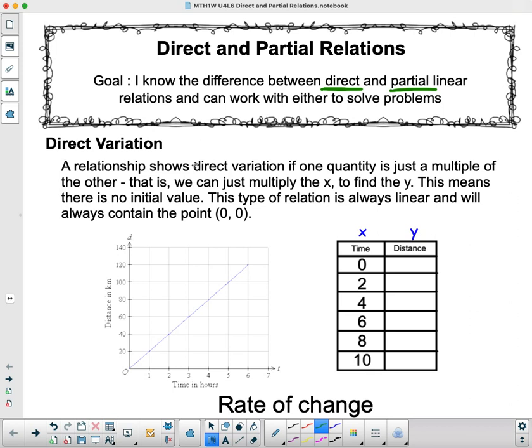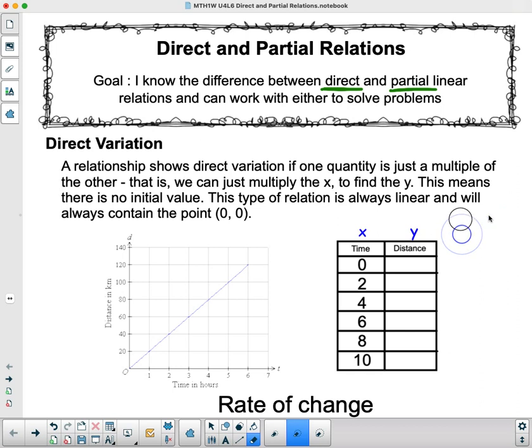So starting with direct variation. A relationship shows direct variation if one quantity is just a multiple of the other. So if you can write an equation that says y equals 5x, and there's no plus or minus after that, which means that there's no initial value, then that is called a direct variation. It is a direct multiplication of one quantity to another.